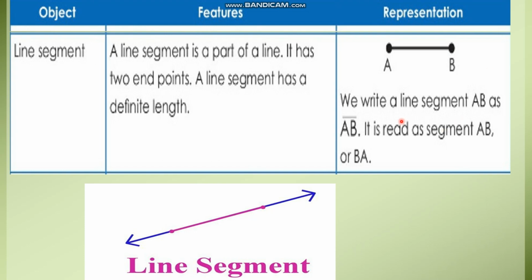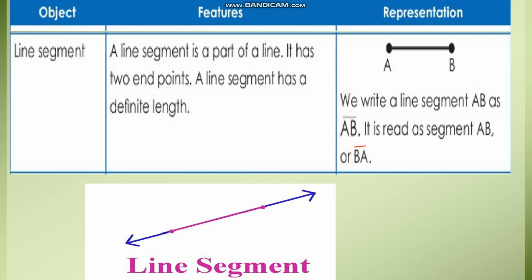Okay, and do you know how to represent this? Yes, look here, this way we can represent. We write line segment AB as AB with a small line segment symbol above it. Then we can read it as segment AB. It is read as segment AB or segment BA. Got it, children? Okay, this is about line segment.